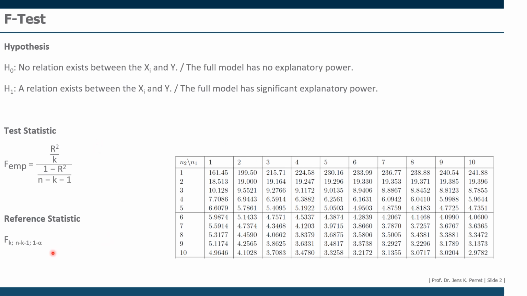Test statistic, reference statistic, and as with most tests, if the test statistic is larger than the reference statistic, we're going to reject H0. We assume H1 to hold true, or in other words, if the test statistic is larger than the reference one with the F-test, we could say that our regression model has significant explanatory power. So it's a model which we can decently well use.